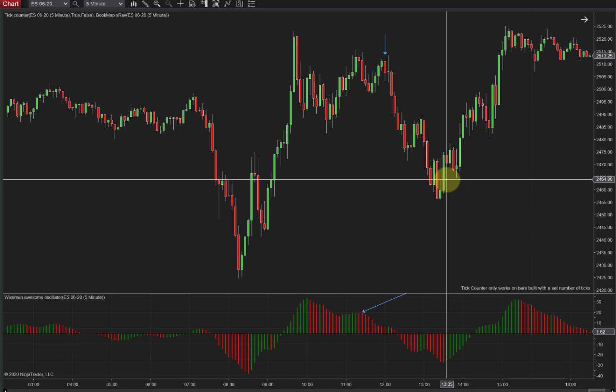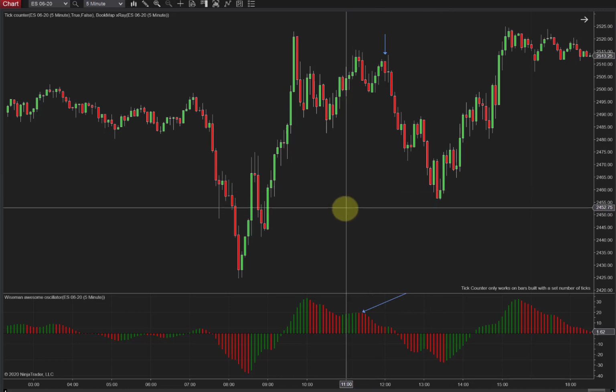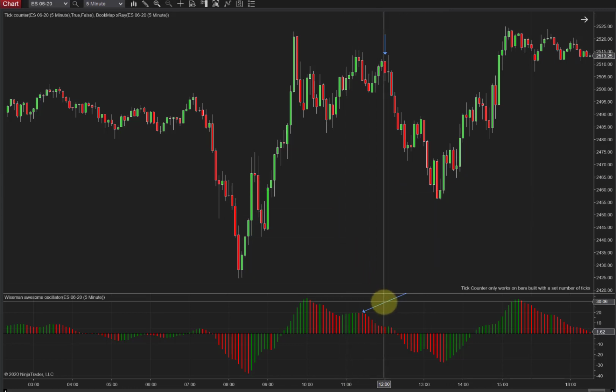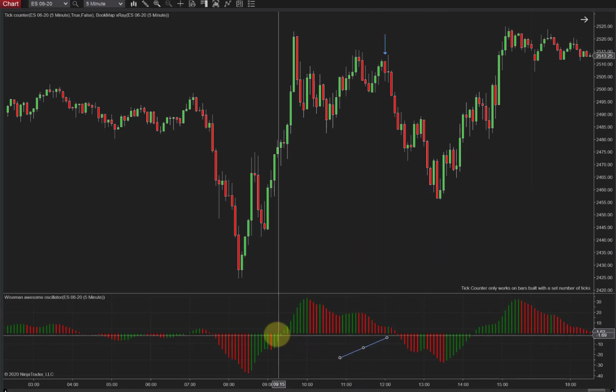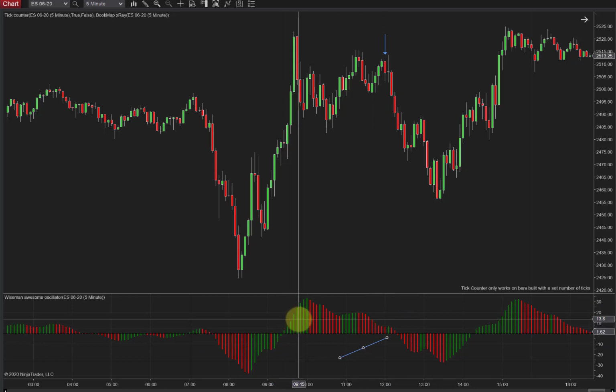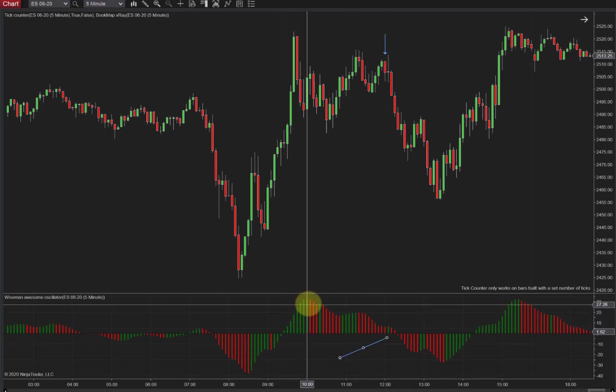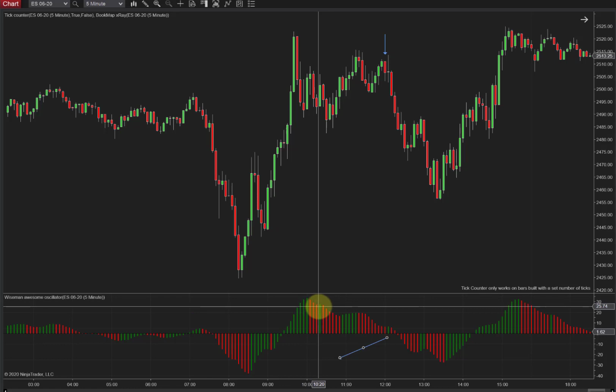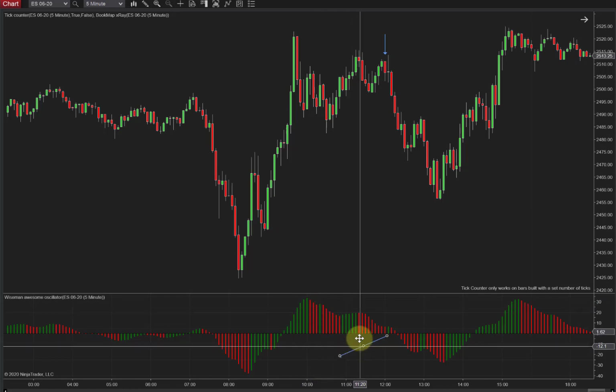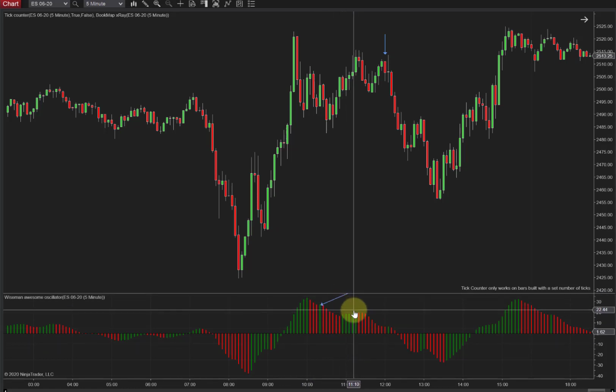Now we'll look at the saucer. And the saucer, if you recall, is you're looking for a continuation of momentum. And so what you want to see is something like this. You've got upward momentum, and then you get these red bars coming down. Right here, you would have had a false signal.